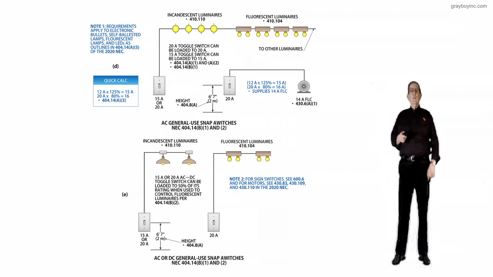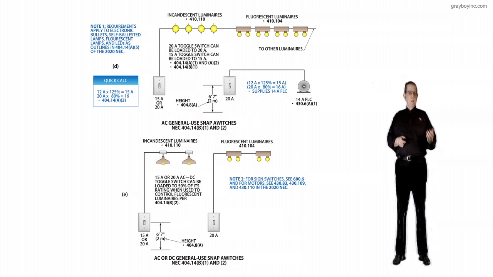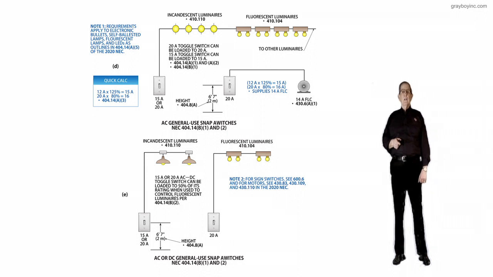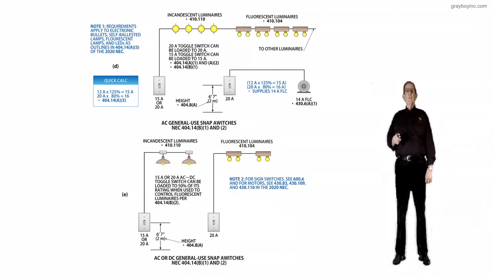Now, the quick calc over here shows the same thing. If we took a 12 amp load that was required to be increased to 125%, we come up with 15 amps. And 80% of a 20 amp overcurrent device is 16. So that 20 amp overcurrent device is adequate to switch and control that load in accordance with 404.14(A)(3).